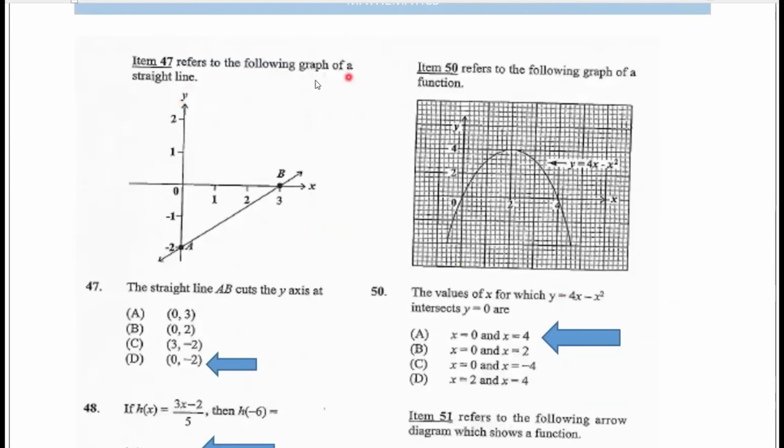47 refers to the following graph of a straight line. You can see it here. Straight line AB cuts the y-axis at what? Well, AB cuts the y-axis at -2. So that's called your y-intercept, by the way. It'll be 0, comma, -2. Yeah? 0, comma, -2 will be your y-intercept there. That's D as in dog.